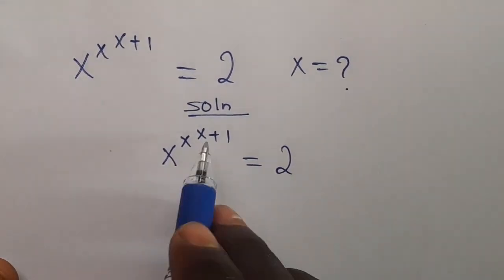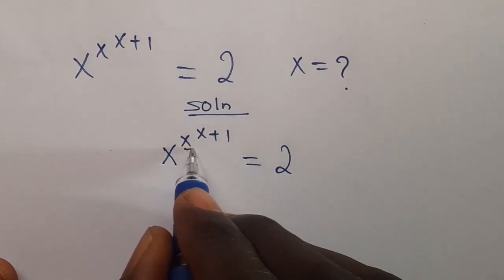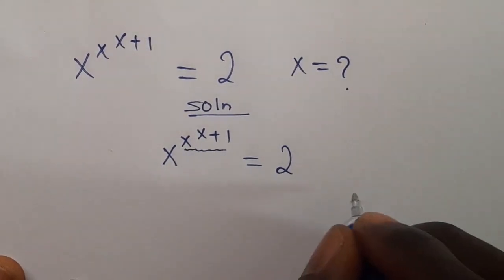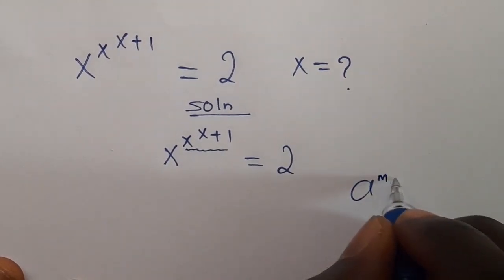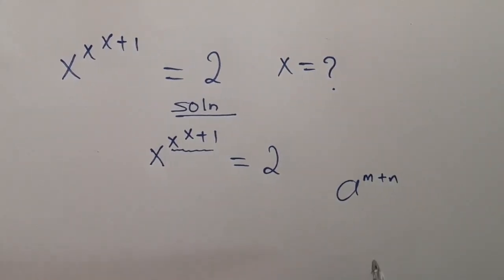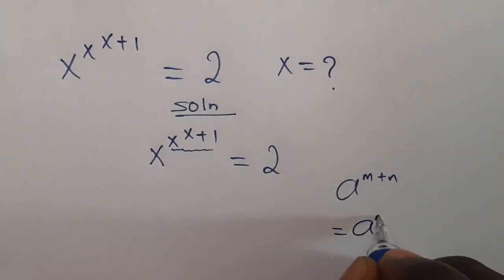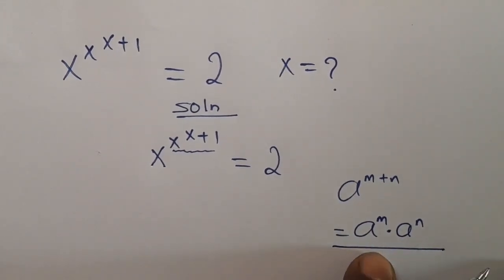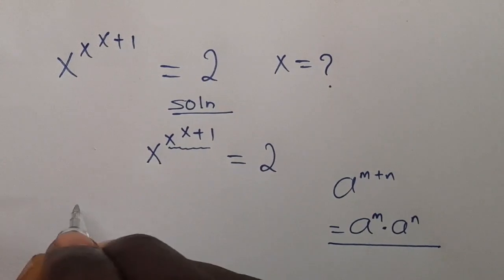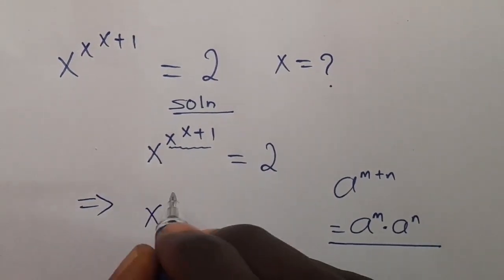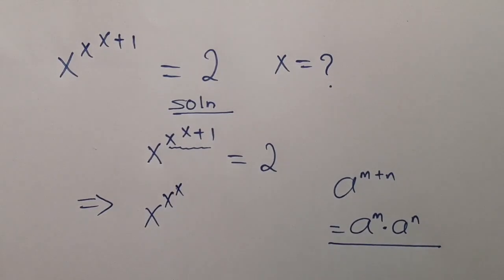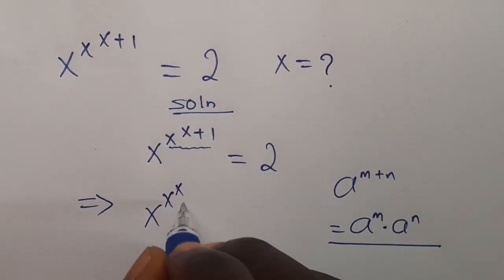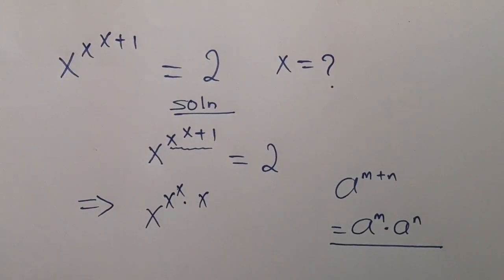Now from here, by considering this, when we have a raised to power m plus n, this equals a raised to power m dot a raised to power n. So by applying this expression here, we are going to have x raised to power x, then dot x raised to power 1. Then we have everything equals 2.